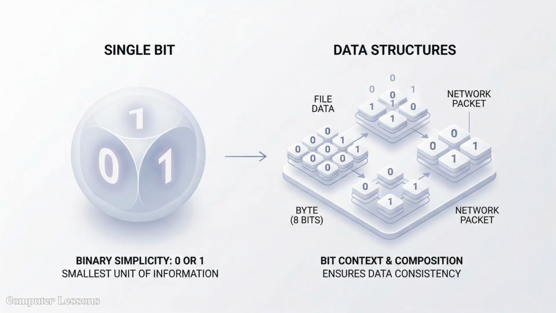A binary digit, or bit, represents the smallest possible unit of information in a computing environment. By itself, a single bit can only represent 2 values, often symbolized as 0 and 1. This binary simplicity ensures data remains consistent across vast electronic networks and storage devices.